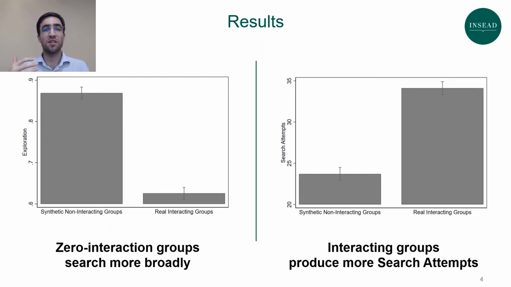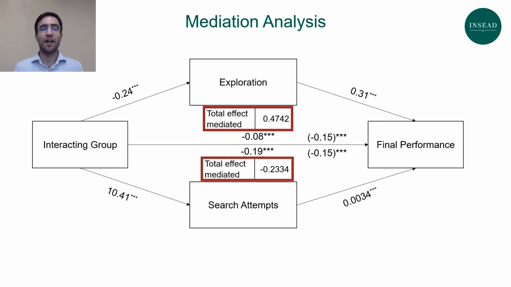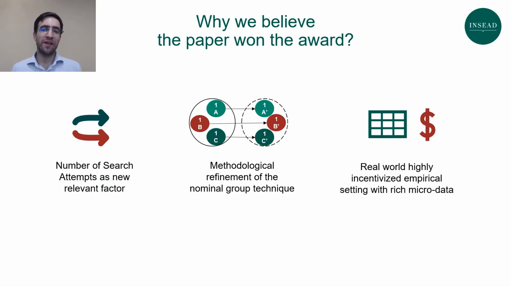And this increase in search attempts is mostly ascribable to the status competition that may derive from the exposure to other group members. And in a mediation analysis, we show that both factors, so both exploration and the number of search attempts, significantly mediate the relationship between social interaction and group performance, measured as the ability of groups to identify the best accurate predictive models. But they significantly mediate this effect in opposite direction. In our specific setting, which is a crowdsourced setting where exploration is particularly valuable, we observe the non-interacting groups significantly outperform interacting ones.